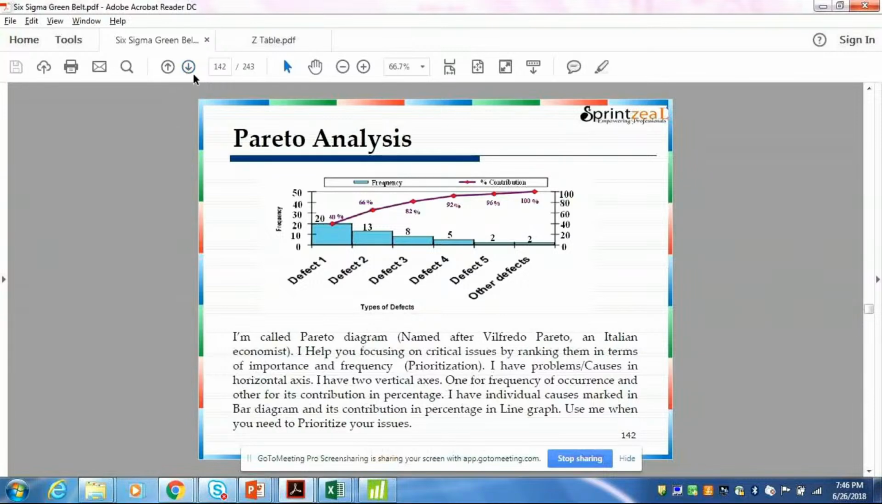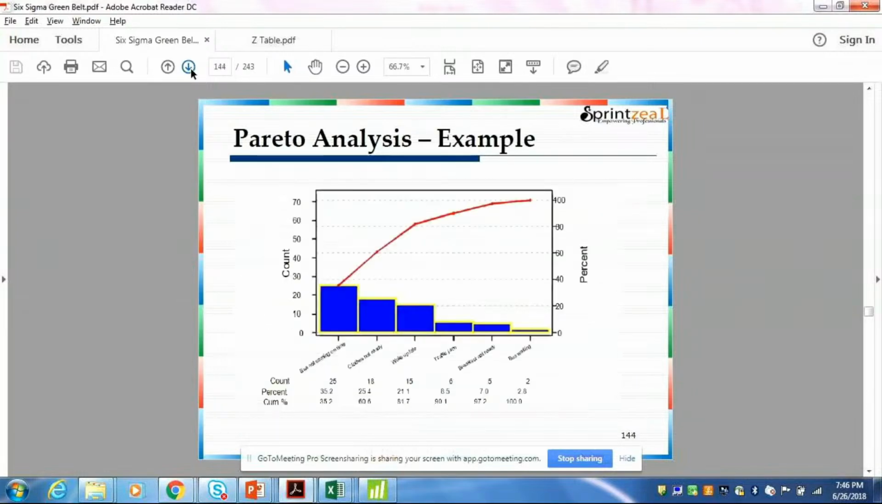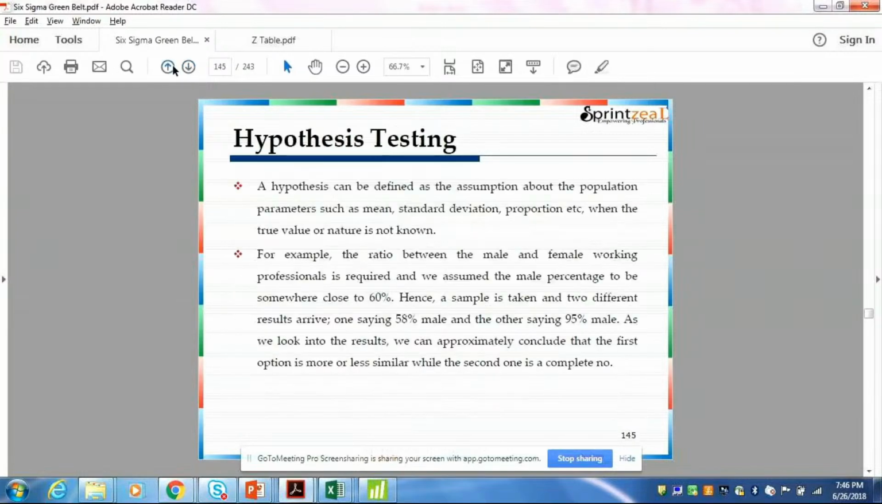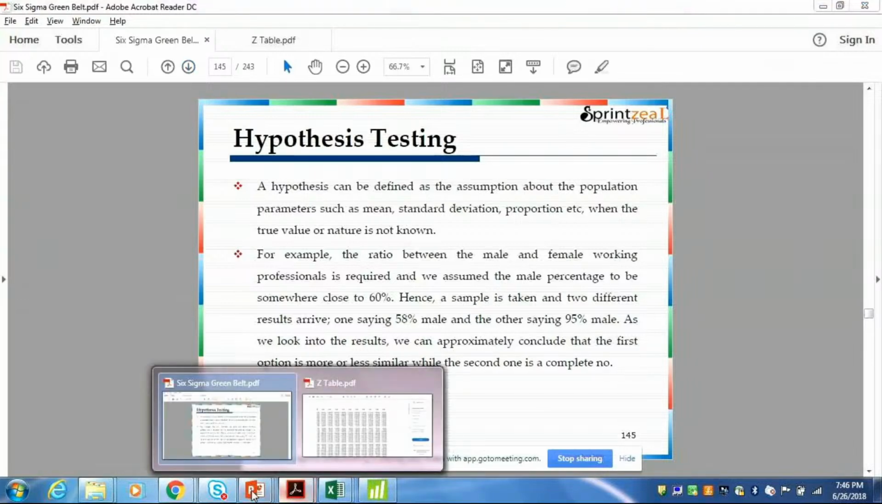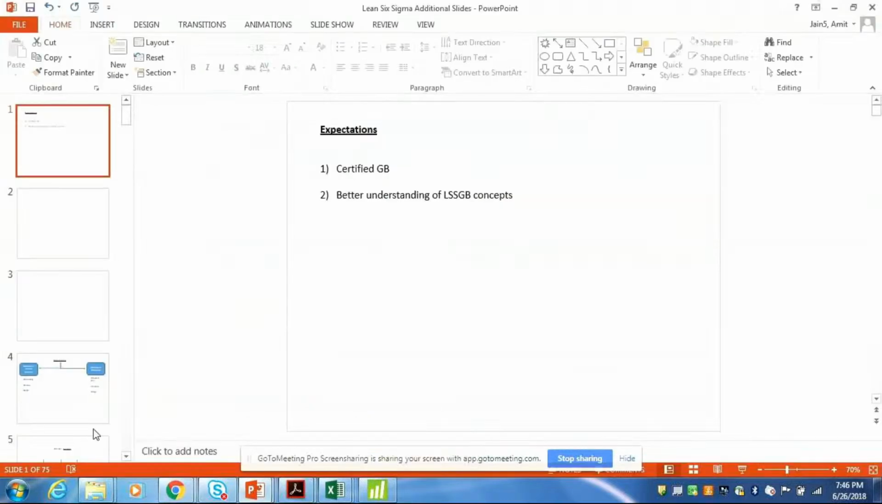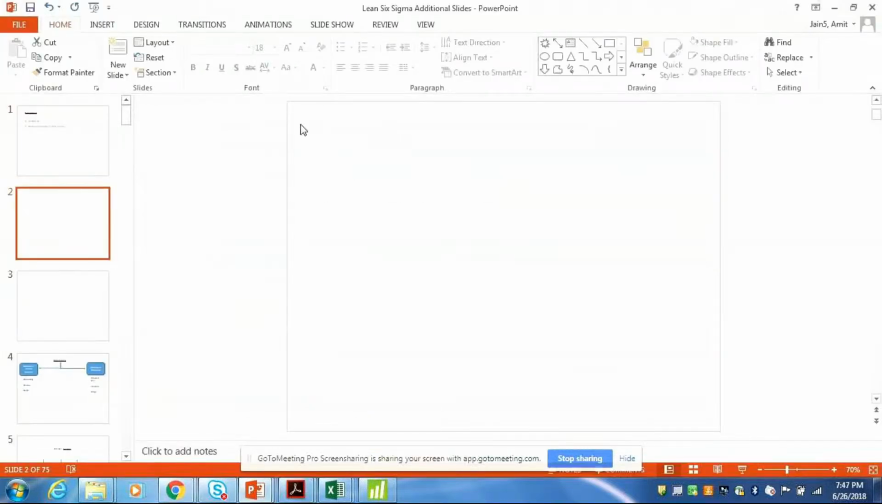Okay, so coming back to Pareto, this is how you plot it, and then we'll go to hypothesis testing. Now, what is a hypothesis? A hypothesis would mean an assumption. When you assume something, we do hypothesis testing to find out whether the assumption is correct or not. Whenever you assume, either your assumption is correct or it is not. There would be only two outputs.